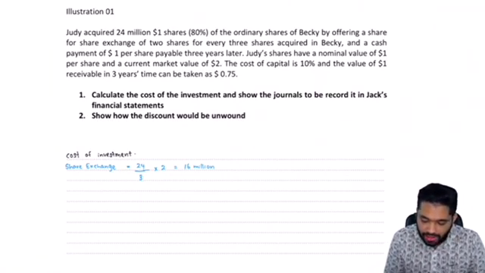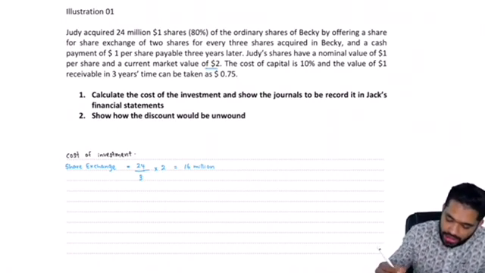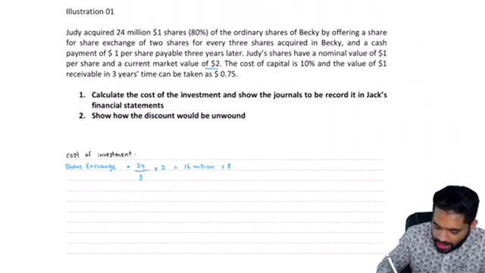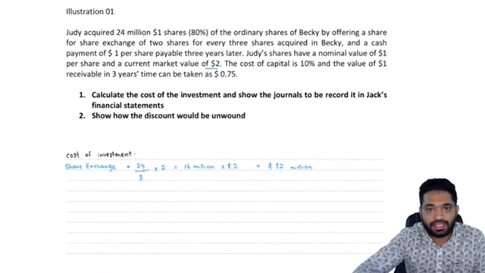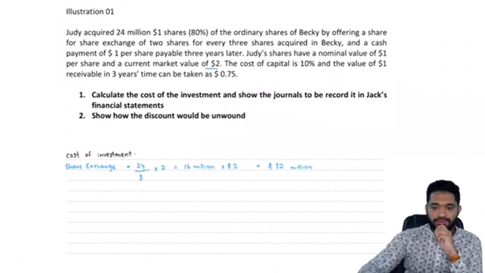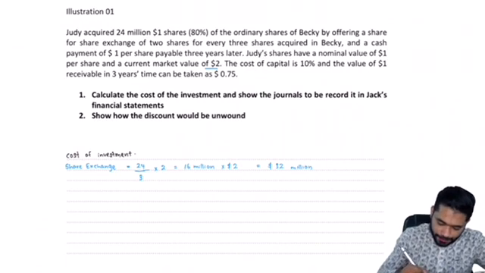And the market value of the shares at the date was $2. So the market value of this is going to be $2. So 32 million is going to be the value of the investment there. Then we have the cash consideration, the cash payment that needs to be done in 3 years. So the deferred cash payment is going to be there.